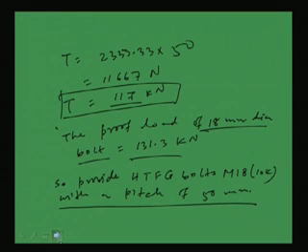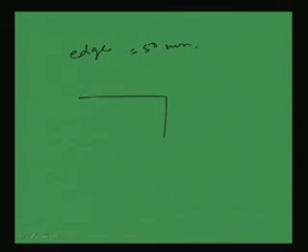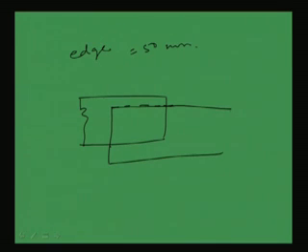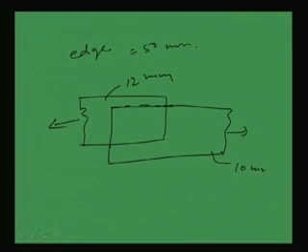Now this is not the end of the design, because we have to find out other details, like what is the edge distance and other things. So let us assume the edge distance as 50 mm also. Then if we draw the diagram, it will look like this. So this is one plate, so this is another plate, this is 12 mm, this is 10 mm.